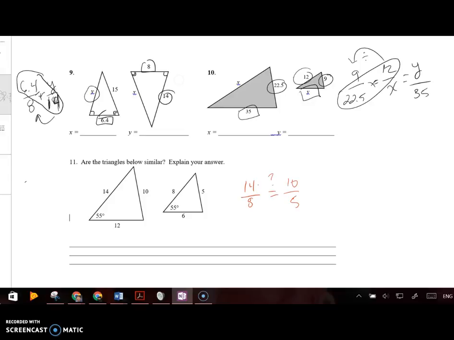Remember, to figure this out, I can do this cross multiplication. 14 times 5, 5 times 10 is 50, 5 times 4 is 20, 50 and 20 is 70. Cross multiply here, 80. Those don't equal, so this is not proportional. They're not proportional, which means they are not similar. Okay? So look for proportionality to see if two shapes are similar.